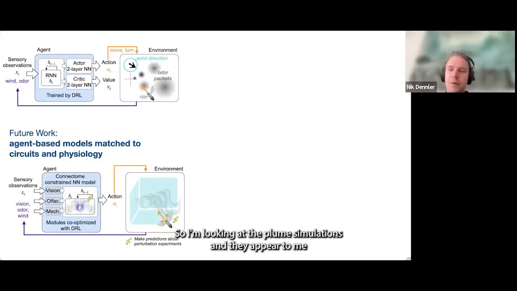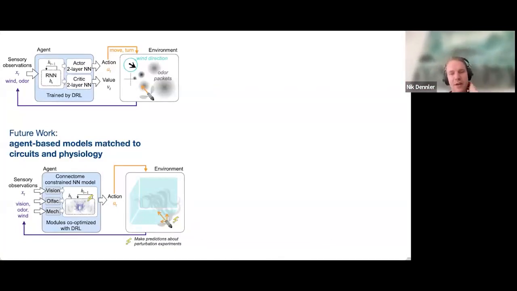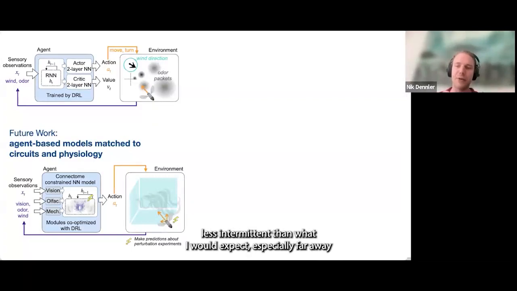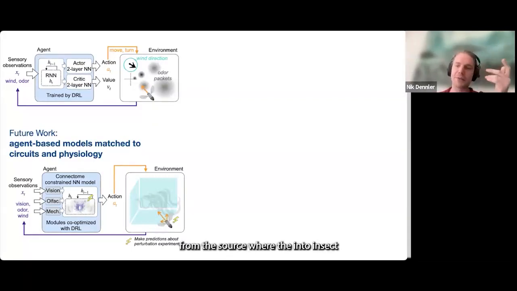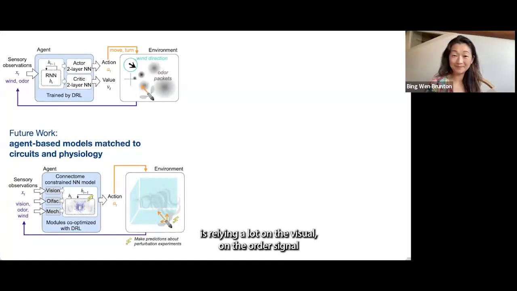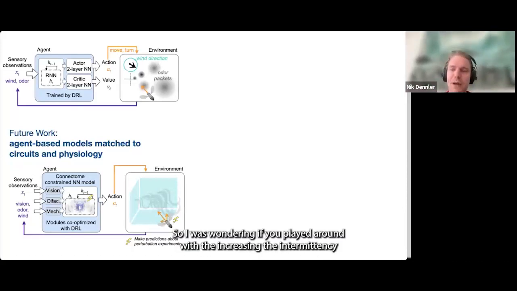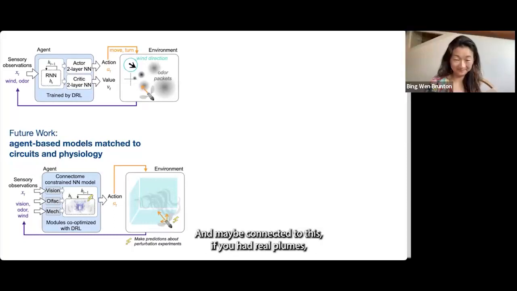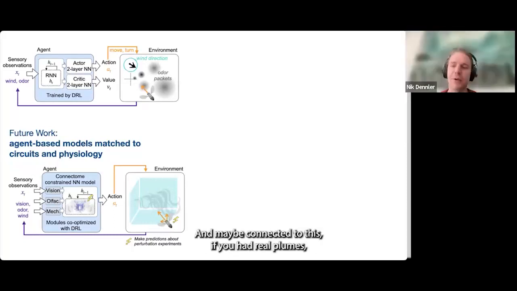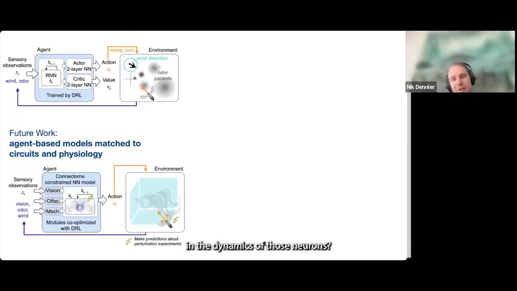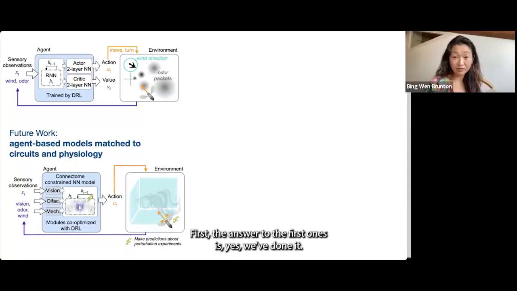Yeah, this might relate to this slide as well. So I'm looking at the plume simulations and they appear to me less intermittent than what I would expect, especially far away from the source where the insect is still relying a lot on the odor signal and not on the visual cues. So I was wondering if you played around with increasing the intermittency of the signal, and maybe connected to this, if you had real plumes, would you expect something to change in the strategies or in the dynamics of the neurons? Great question. First, the answer to the first one is yes, we've done it.